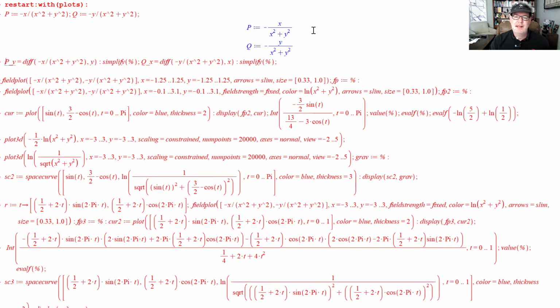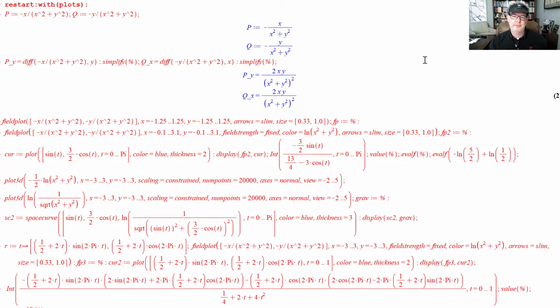So if I look at F1, F2, or I like to use P and Q components of the field, and take their partial derivatives, they'll match. Well, I should say P sub y is the same as Q sub x, the mixed partials, in other words. So it satisfies that, but the domain is not simply connected. There's trouble at the origin.